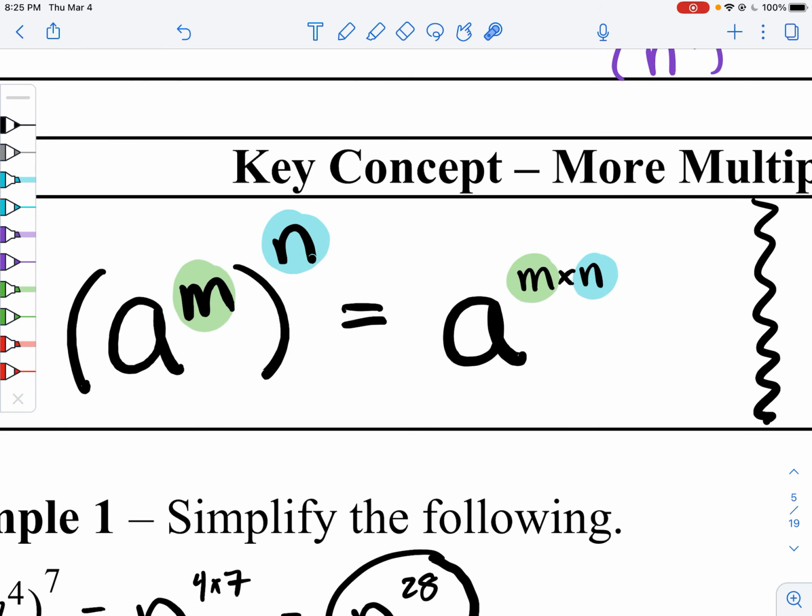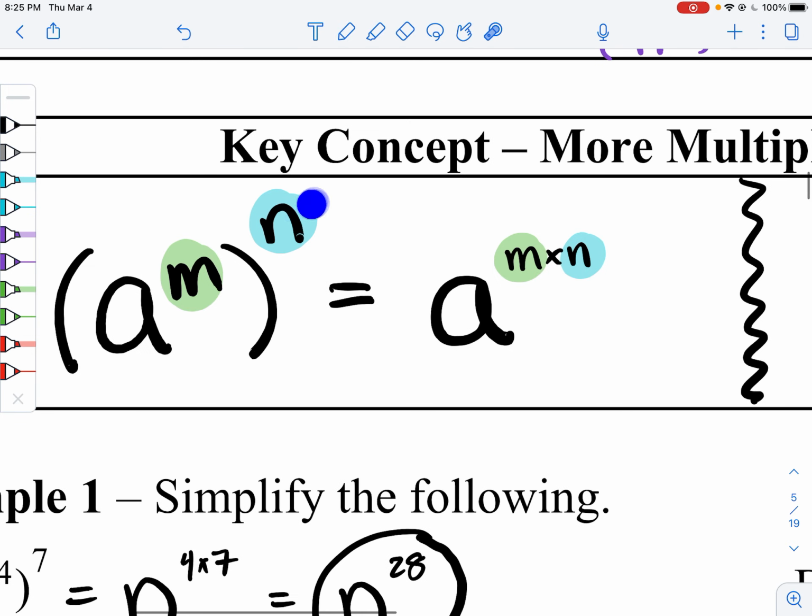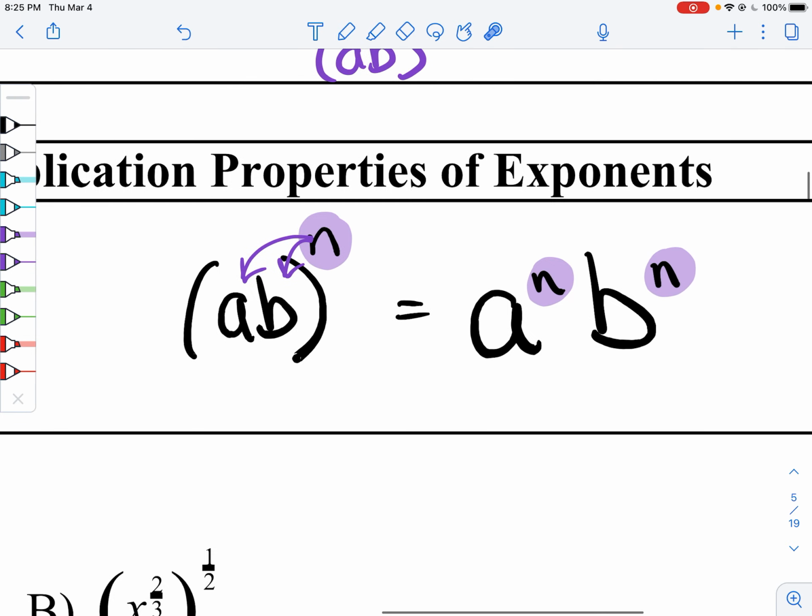Power to a power, multiply them together. So exponent raised to an exponent, multiply them together. Multiplied together, get an exponent, give everybody the exponent.